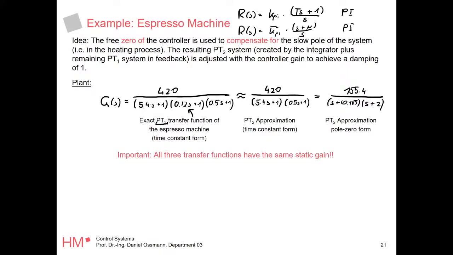Which one you use depends on the model you have. If I give you an espresso machine in the time constant form, I recommend you use the controller also in the time constant form, because you can directly cancel. If I give it to you in the pole-zero form, please use also a controller in the pole-zero form, because then you don't need to do the calculations or change the form. You just select the controller as you like. Because what always happens, more than 50% in the exam, is I give you the model and say, please design a PID controller.